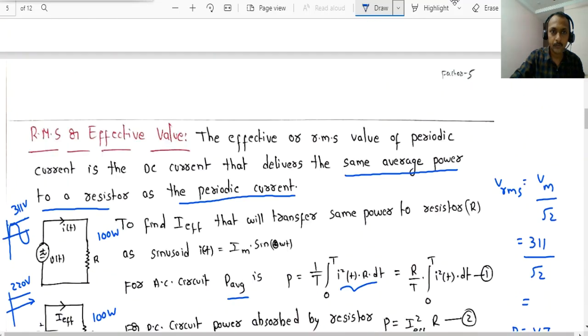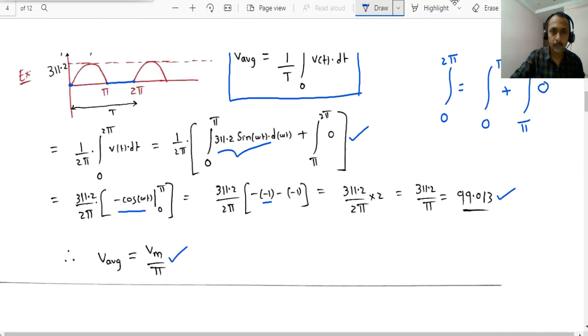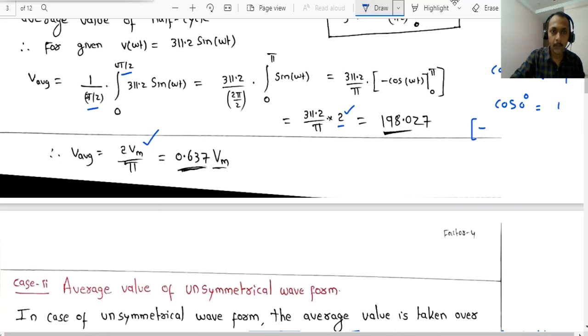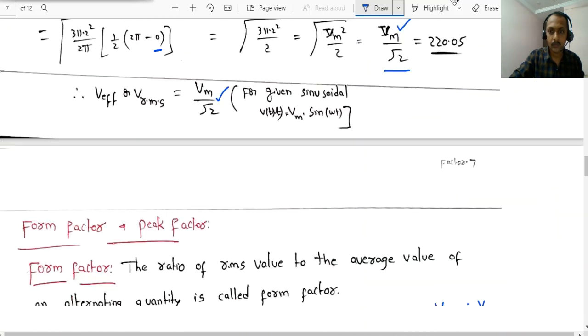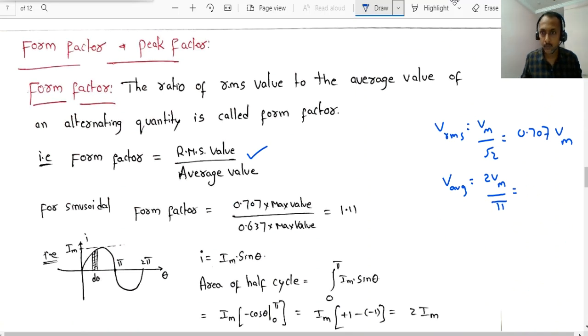Let me observe. Two times Vm by pi, we have seen the derivation. That value is 0.637 times Vm. Vm here in this context is the maximum value. So if you take the ratio of these two, 0.707 times the maximum value divided by 0.637 times the maximum value, you will get 1.11. Very, very important.